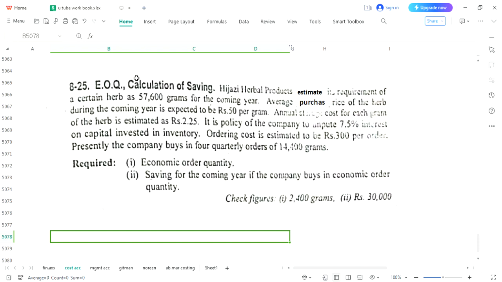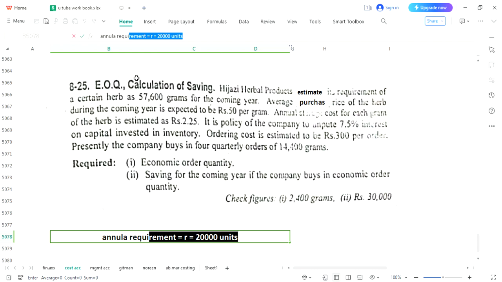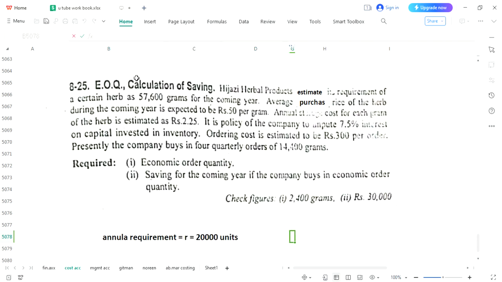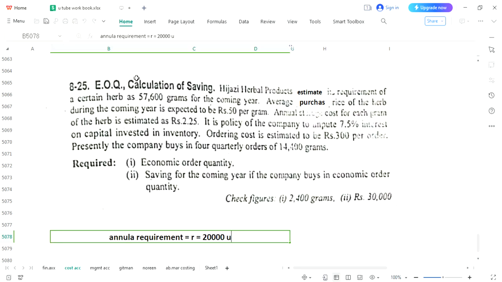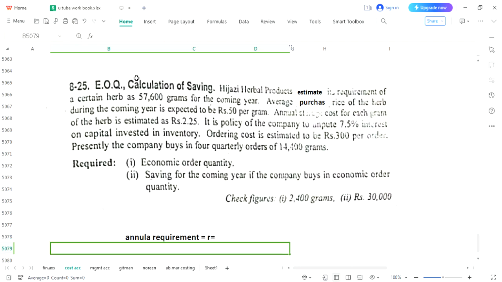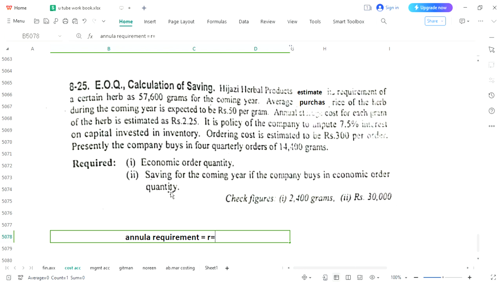For economic order quantity, there are a few concepts which we are related with. The very first thing is we should know the annual requirement, and it has been written for the previous question. Let it be removed, we don't need these 20,000 units. Annual requirement would be denoted by R. Okay, it is annual requirement.